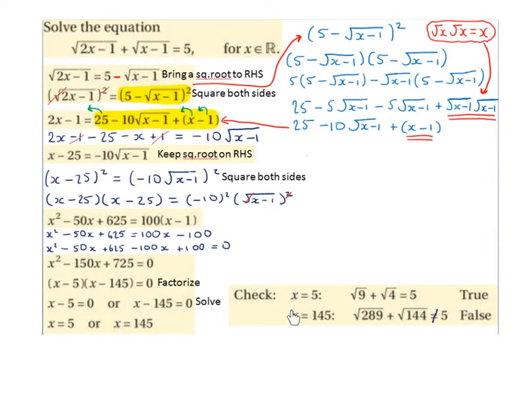Next, we can check what x is equal to 145. Well, subbing in 145 in place of the x, we end up getting root 289. And then subbing in 145 in place of this x, we get root 144. And root 289 plus root 144 does not equal 5. So it's false. So x equal to 145 will not work. So our answer is x is equal to 5.